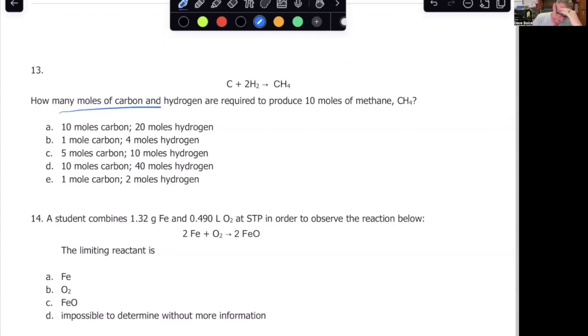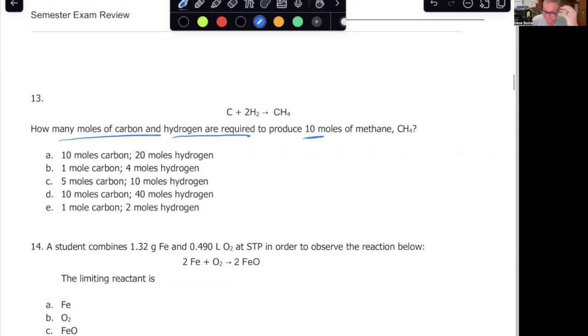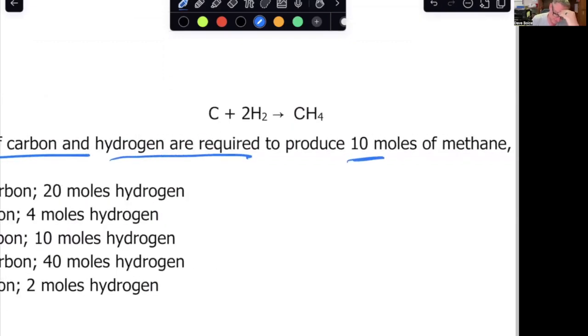How many moles of carbon and hydrogen are required to produce 10 moles of methane or CH4? And this is just a mole to mole ratio thing, right? This is already balanced for me. So in other words, this is a 1 to 2 to 1 ratio. So if I have 10 moles of methane, then this is 1 to 1, so that's going to be 10 times 1. And this is a 2 to 1, so that's going to be 10 times 2, which equals 20.